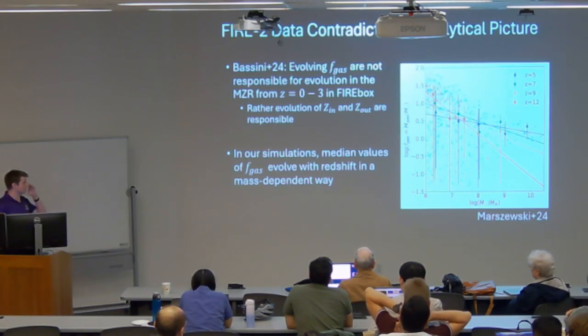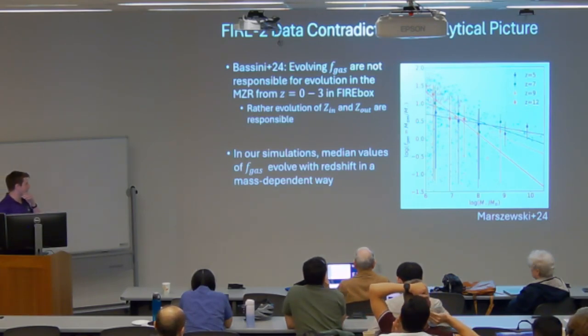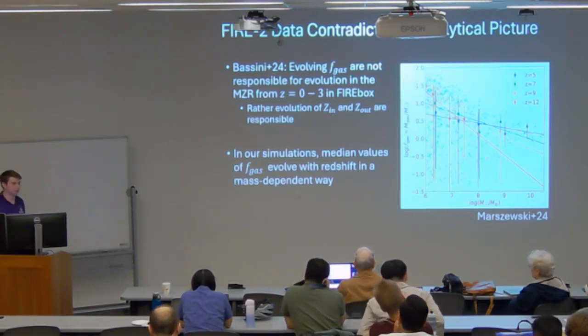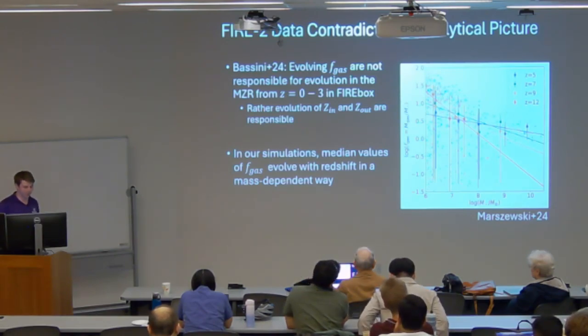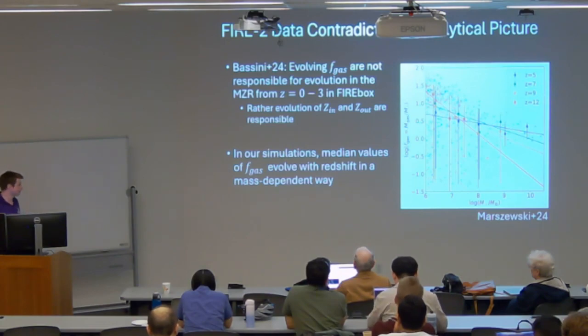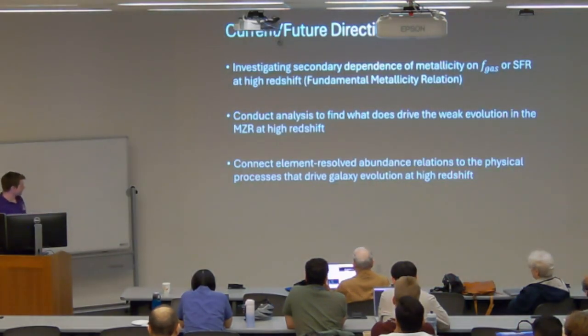And if the MZR were to be extremely susceptible to changes in F-gas, this should manifest itself as some redshift evolution in the slope of the MZR, which we do not see. So we can say that it also looks like at high redshift that F-gas is not responsible for the evolution, or for the weak evolution, of the MZR. So that's all for that work.